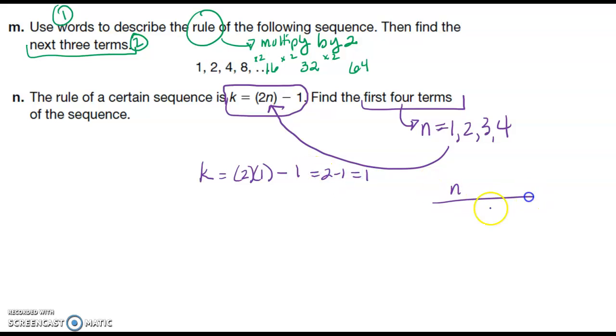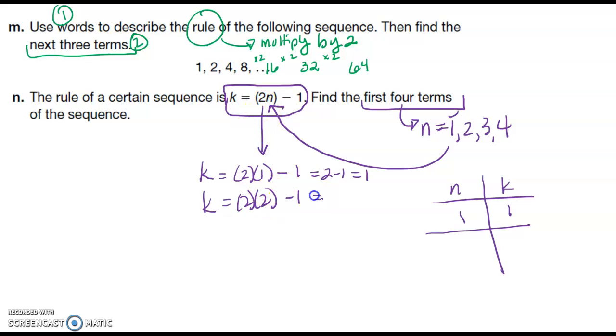So when n is 1, k is 1. Okay, so we did 1, let's do 2. K is equal to 2 times 2, and I'm using this formula right here, minus 1, which is 4 minus 1, which is 3. So when n is 2, k is 3. Okay, hopefully this is making a semblance of sense. We're going to do 3 and 4, so I'm just plugging in my n right there.